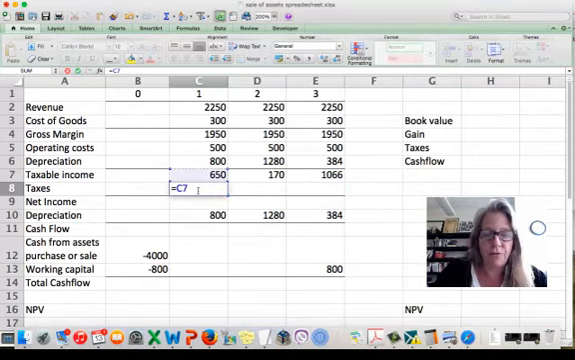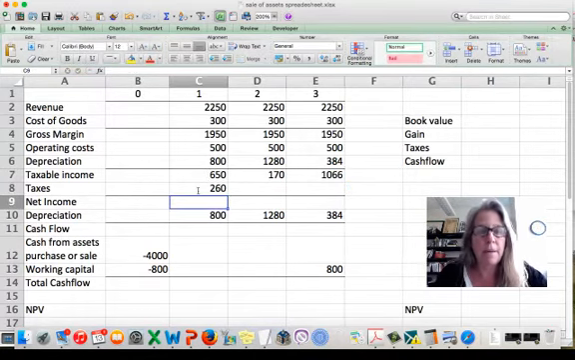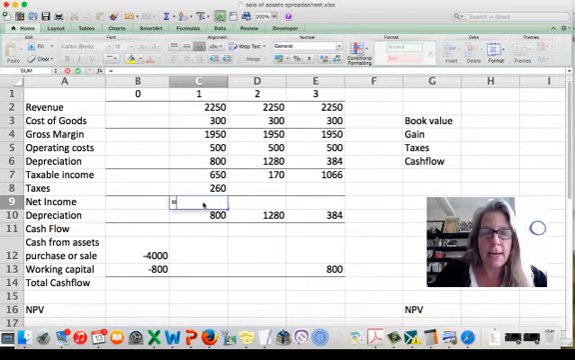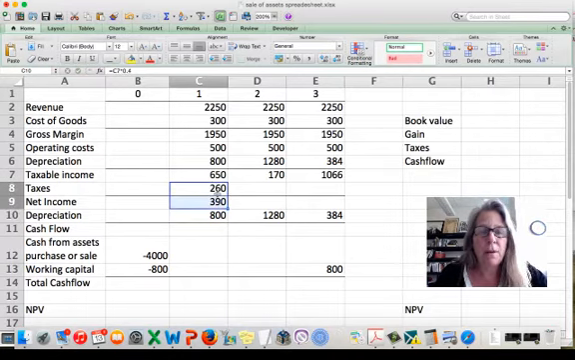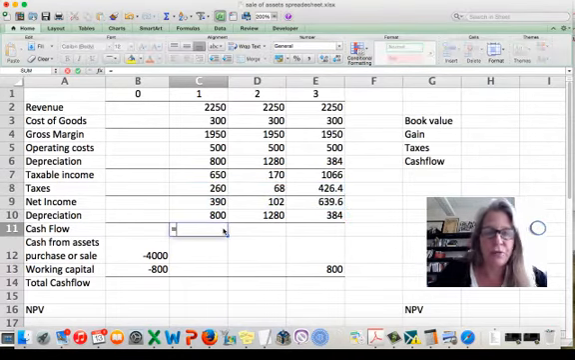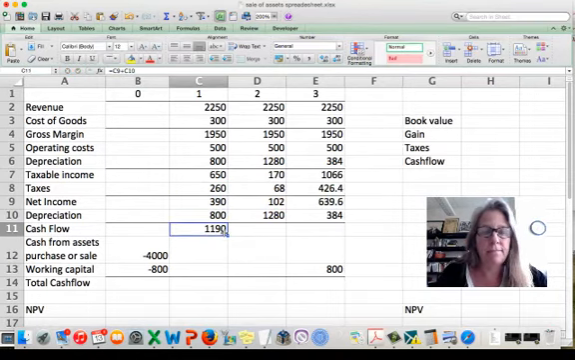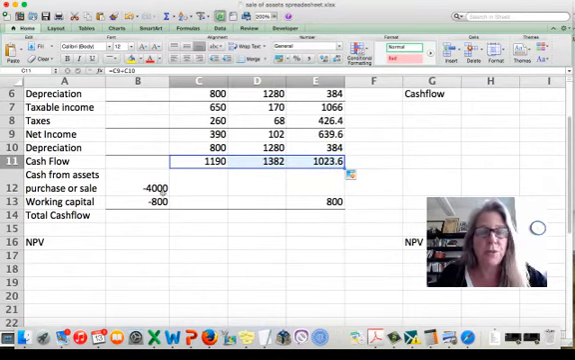Then we're going to take 40% of this. And net income is the taxable income minus the taxes. I'm going to drag that over. And the cash flow is the net income plus depreciation. Now I have all the cash flows, plus I have this initial investment and this liquidation.